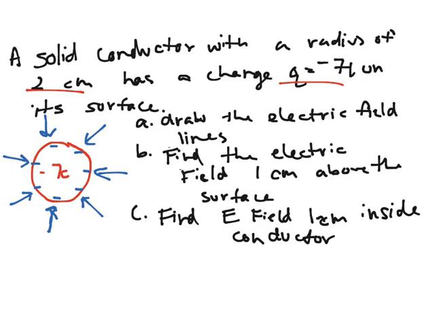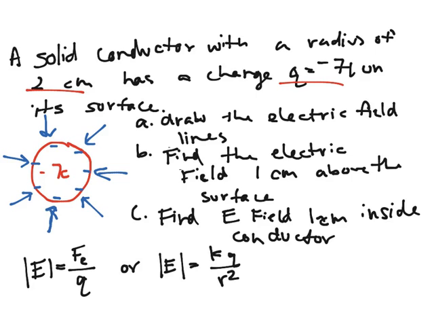Next, find the electric field 1 centimeter above the surface. If you didn't go back and look at your formulas in your packet, this might have been more difficult, but there are 2 formulas that you might find useful. One is that the electric field is equal to the electric force over your charge, or that the absolute value of your electric field is equal to kQ over r squared. In this case, that is going to be the one you want.